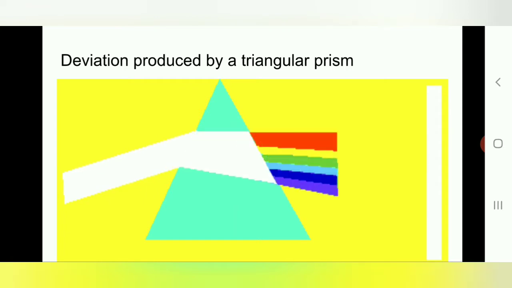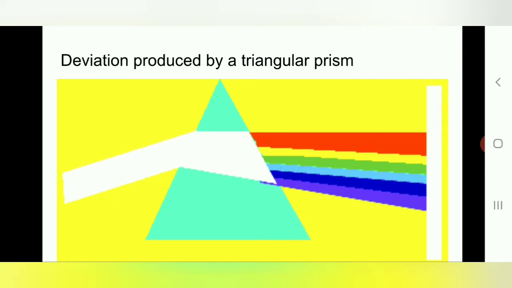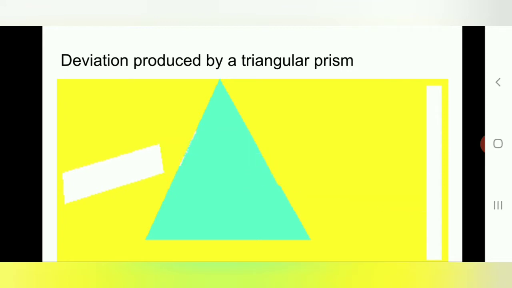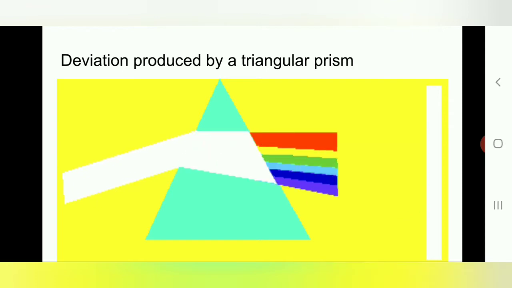This diagram shows the deviation produced by a triangular prism for a light ray. When a light ray of a single color enters a triangular prism, it gets deviated by an angle towards the base at the first surface of the prism and travels straight inside the prism. Dispersion of white light occurs only at the first surface of a prism, and deviation of light rays occurs at both the surfaces of the prism.